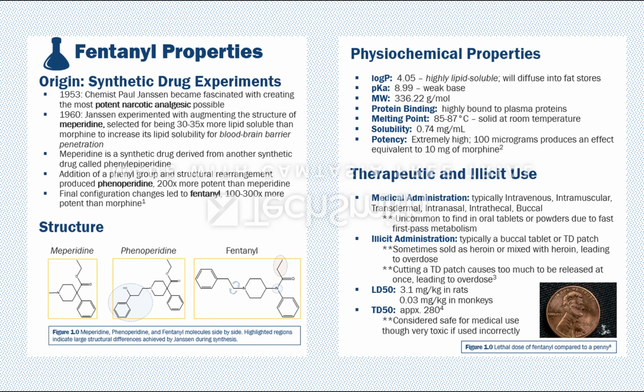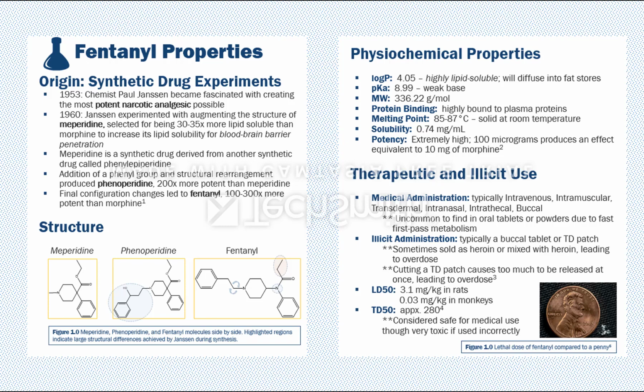Fentanyl has an extremely high potency, which is desirable among medicines to make them more safe, as just 100 micrograms will produce an effect equivalent to 10 milligrams of morphine. In terms of its therapeutic use, fentanyl is typically administered via IV, intramuscular, transdermal, intranasal, intrathecal, or buccal routes. It's uncommon to find oral tablets or powders due to its extensive first-pass metabolism. In illicit administration, however, people will typically use a buccal tablet or sublingual tablet or a transdermal patch. All of these methods help it diffuse slowly over time, which prevents overdose.